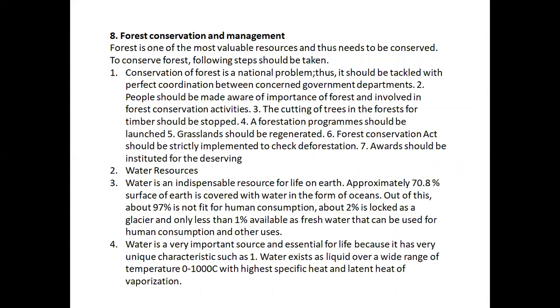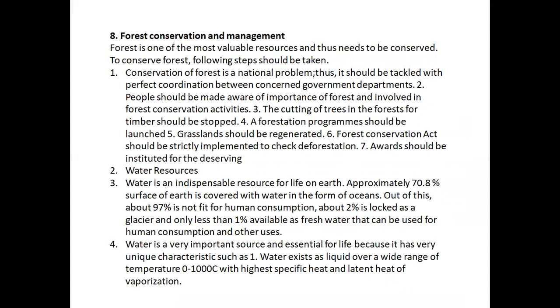Now, forest conservation and management. For the process of forest conservation, there is a need for effective management strategies. Then and only then do we take a step toward the conservation of forests. Forest is one of the most valuable resources and thus needs to be conserved.